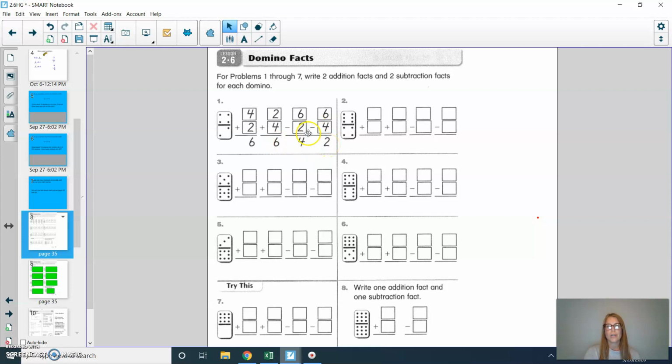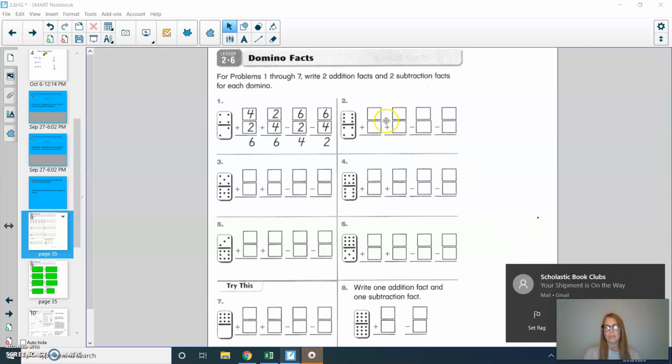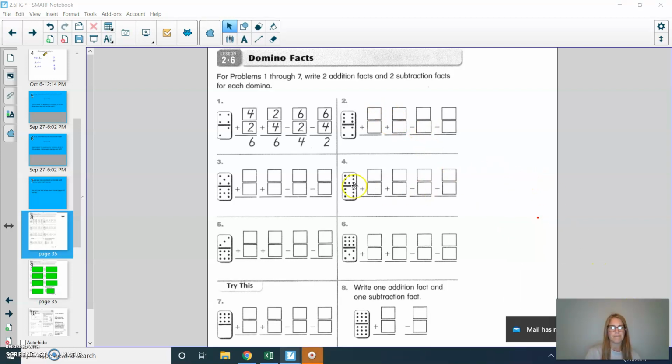Now, second graders, notice how they could have flip-flopped. They could have said 6 minus 4 equals 2, and then 6 minus 2 equals 4. They could have flip-flopped the two subtraction problems. They could have also done that for the addition problems too. So you might notice when you're checking with mine that your order of addition problems and your order for subtraction problems might be a little different than mine.